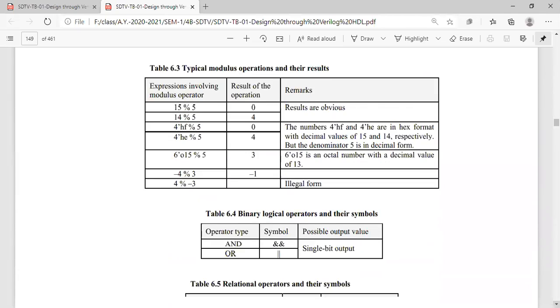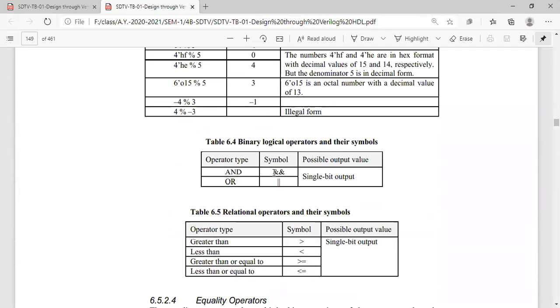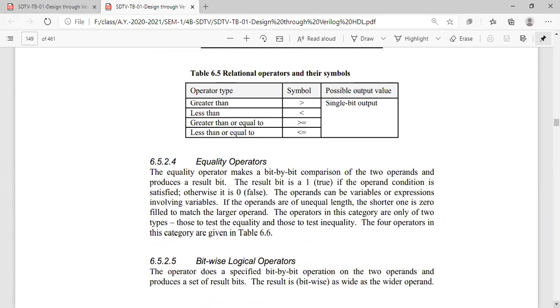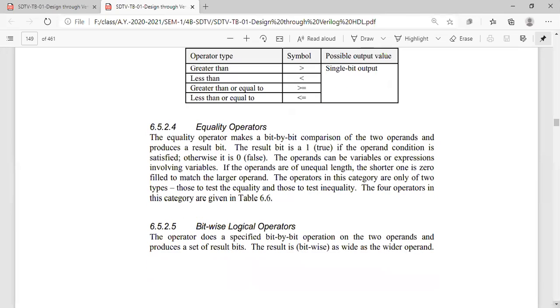Not only that, we also have some logical operators, that is the double and symbols, binary logical operations, and also the or symbols. We also have relational operators: greater than, lesser than, greater than or equal to, or lesser than or equal to. And we also have the equality operator. If we compare two things and both are equal, we give the result as 1, and if not, we give the result as 0. That means both are not equal.